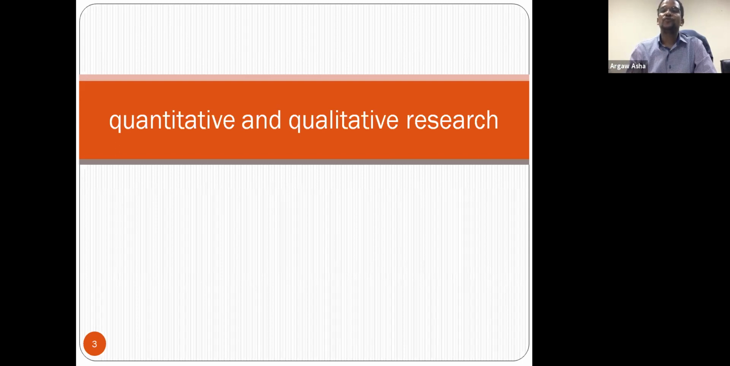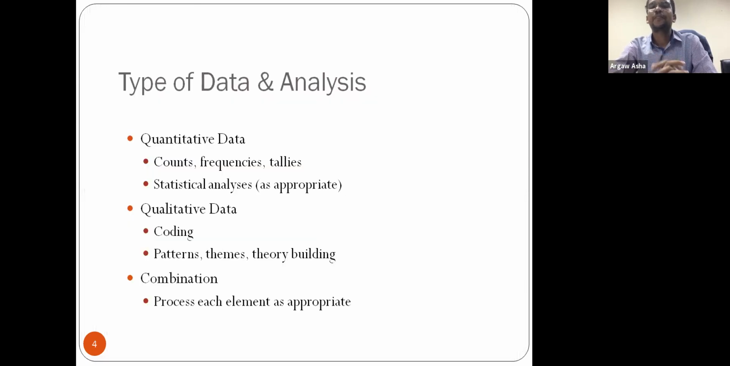Before going to that, first we can see the basic difference between qualitative and quantitative research. When we see data analysis, we have quantitative data and qualitative data. The quantitative data focuses on statistical analysis. The data depends on counting. So you can count the number of samples you have, and it depends on the frequency, how frequently you can use those data.